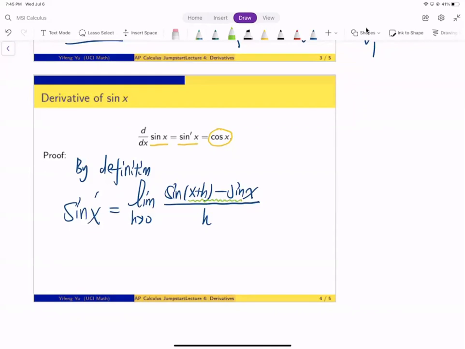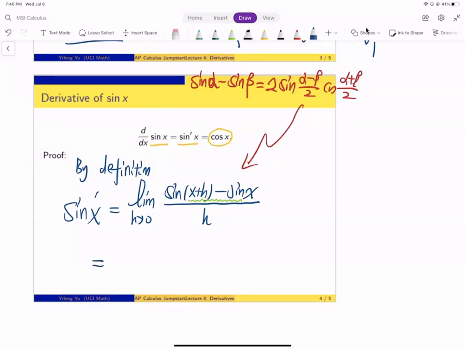When you look at sine of something minus sine of something, we have a trigonometric identity, right? Let's recall the trigonometric identity. Let's say sine alpha minus sine beta. We have the formula twice of sine of (alpha minus beta) over 2 and cosine of (alpha plus beta) over 2. I have this formula. Okay, let's apply the formula here. Okay, that's what we want to get.